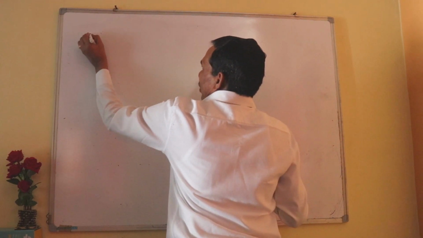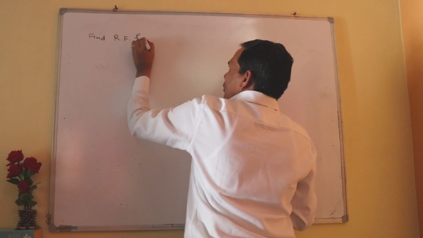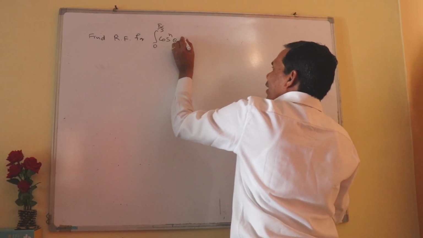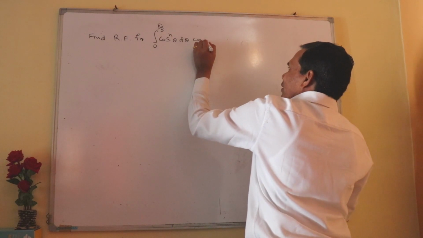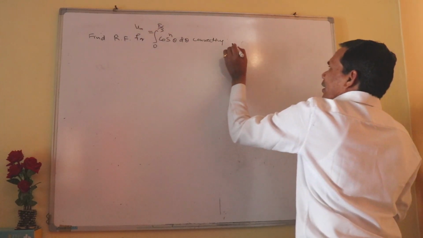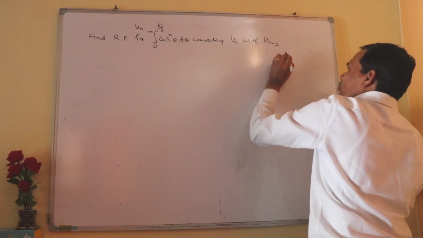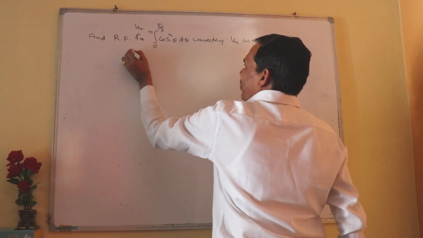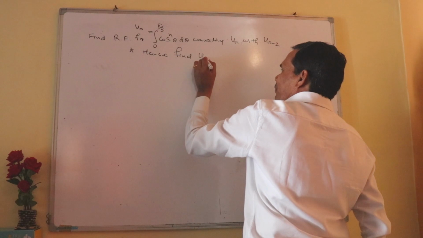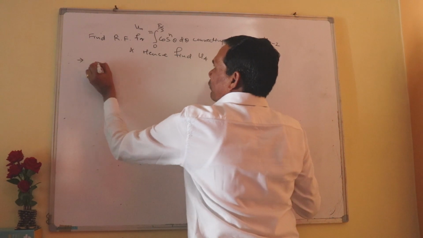Find the reduction formula for the integral from 0 to pi by 3 of cos raised to n theta d theta, connecting un with un minus 2, and hence find u3 or u4; you can find any value. So I consider the solution for this.